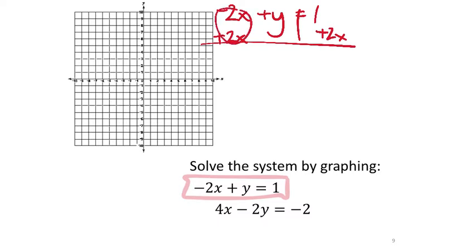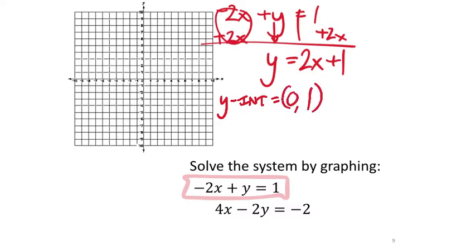And actually, that's all we need to do for this one because the y is already by itself. So it's y equals positive 2x, and then a positive 1, so plus 1. Right here, it's already in slope-intercept form, so we can see our y-intercept, which is at (0, 1). And the slope is showing as 2.